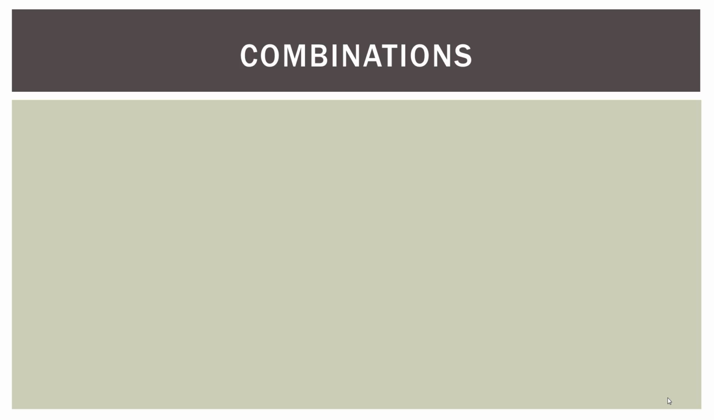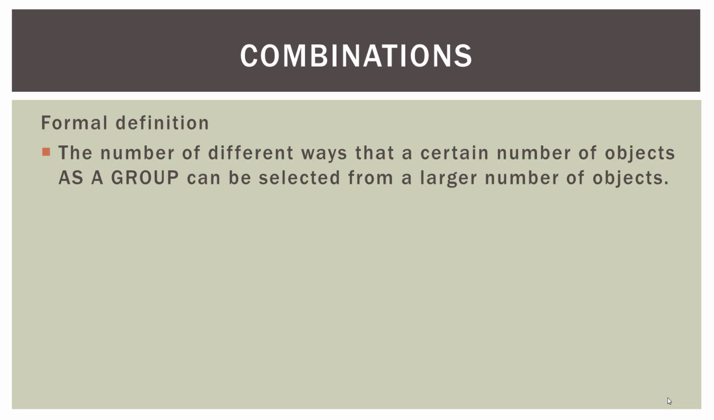Now let's talk about combinations. Of course, these two concepts are close cousins. They are related closely. Here's the formal definition. It's the number of different ways that a certain number of objects as a group can be selected from a larger number of objects. The important thing here is as a group.